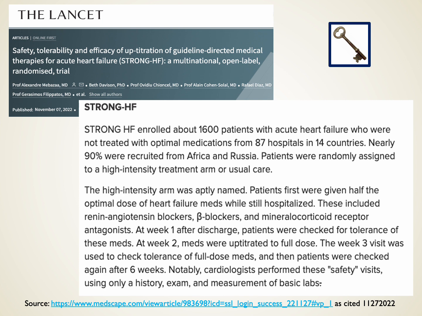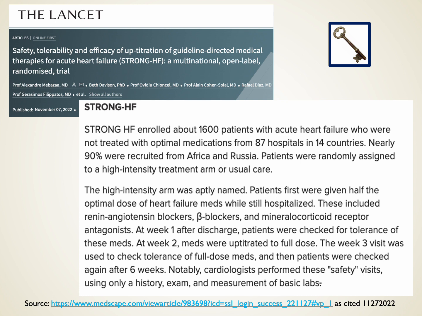Okay, in early November 2022, the STRONG-HF trial gets published in Lancet. And what is the trial about? Why do I even have it on this slide? Don't take too much out of this. It's not a huge study, but 1,600 patients, mostly in Africa and Russia, not our cohort, not the United States per se. But they randomized patients with heart failure to either a high-intensity treatment arm or usual care.